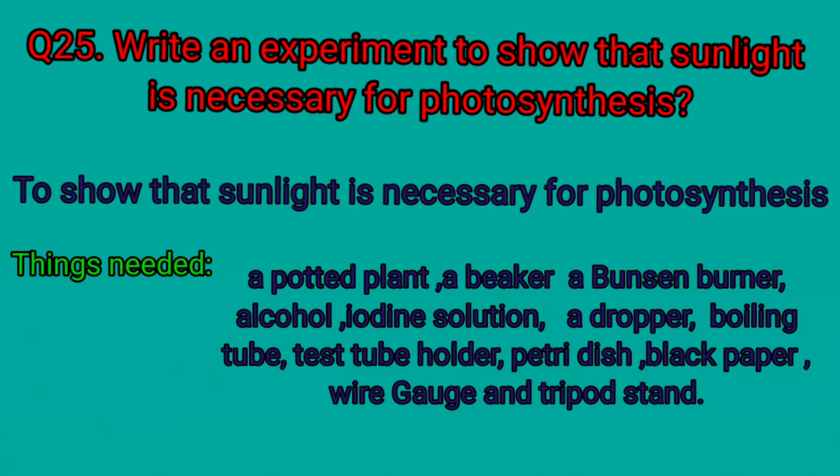Write an experiment to show that sunlight is necessary for photosynthesis. Sir, to show that sunlight is necessary for photosynthesis, we require the following things: a potted plant, a beaker, a Bunsen burner, alcohol, iodine solution, a dropper, a boiling tube, a test tube holder, a petri dish, black paper, wire gauze and a tripod stand.